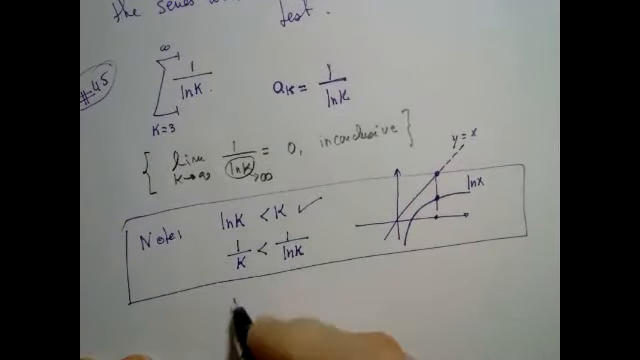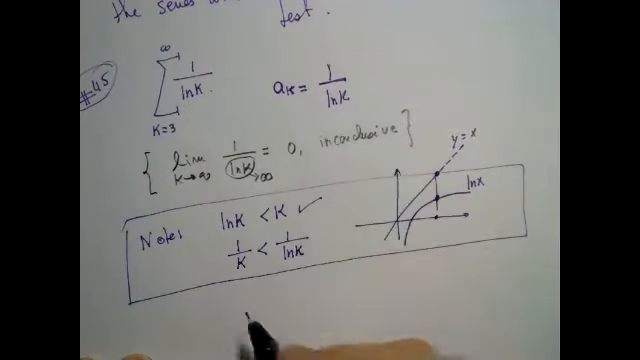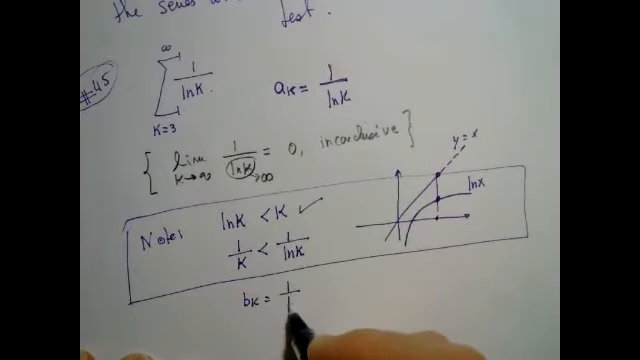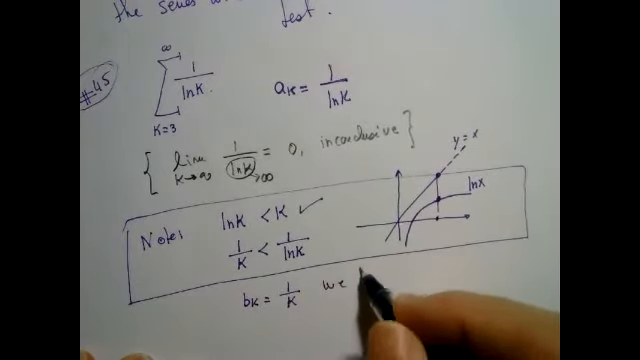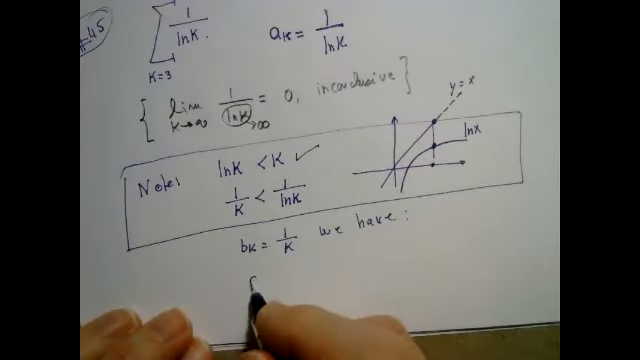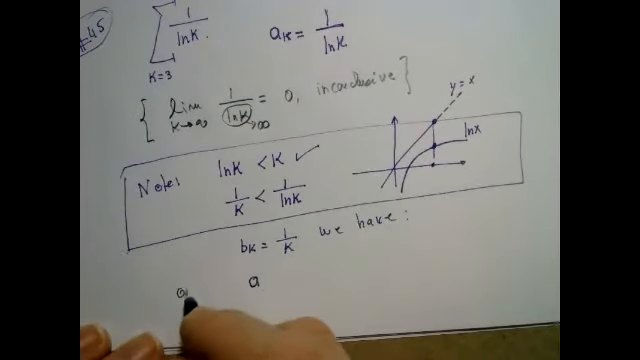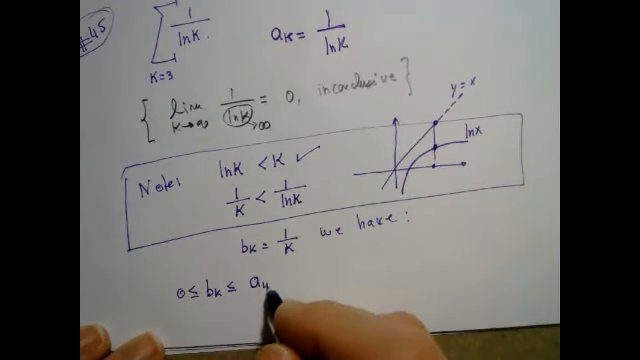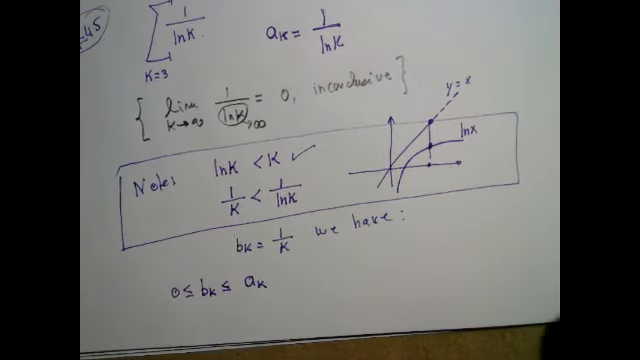So now we have the following. Since I called those ak, we're going to take bk to be 1 over k. And now we have the following. Everything is positive, which means the bk is less than the ak, and everything is positive.